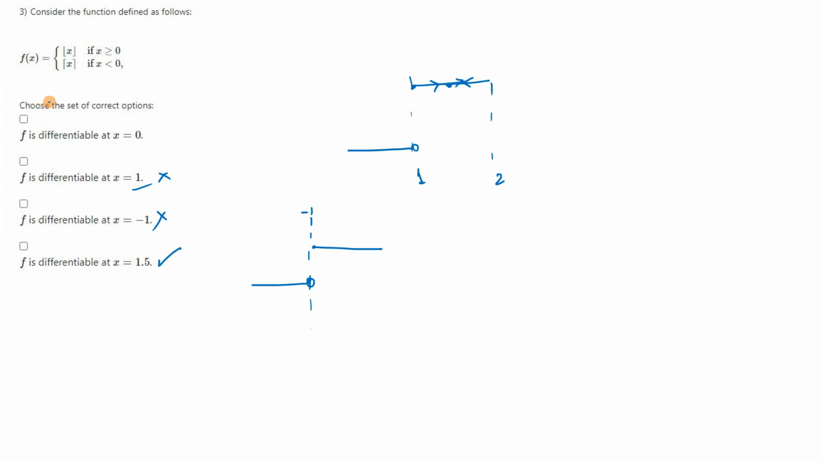What about at 0? Let's say if this is the axis and this is 0, the function will be something like this. In the negative x direction we have a step function, so that will be something like this. So at 0 the left hand limit and the right hand limit coincide, so we can differentiate the function at 0. So the first option is also true.